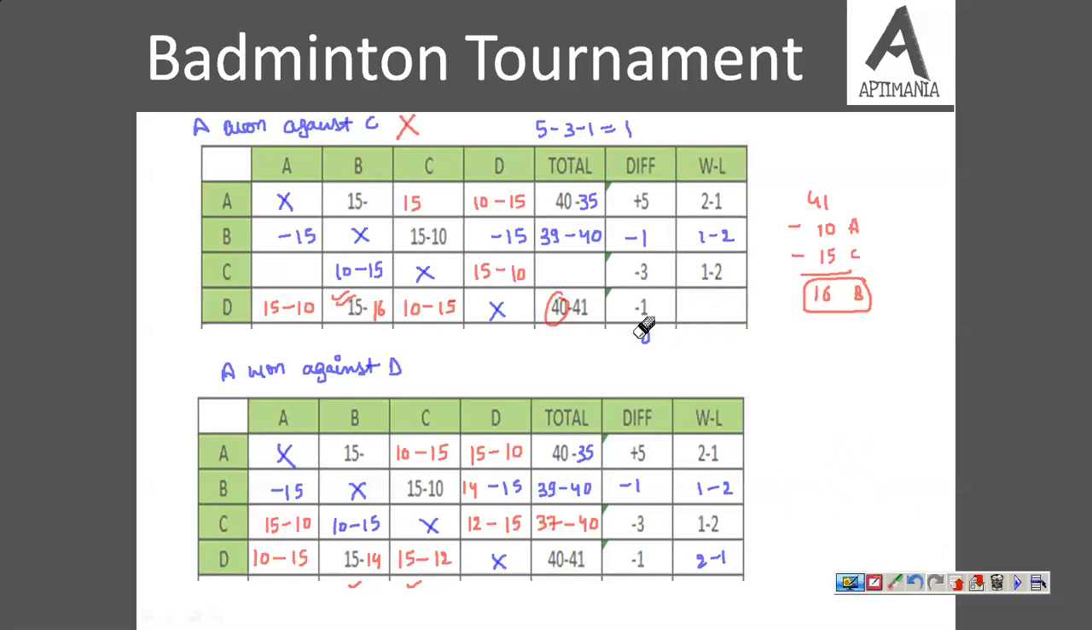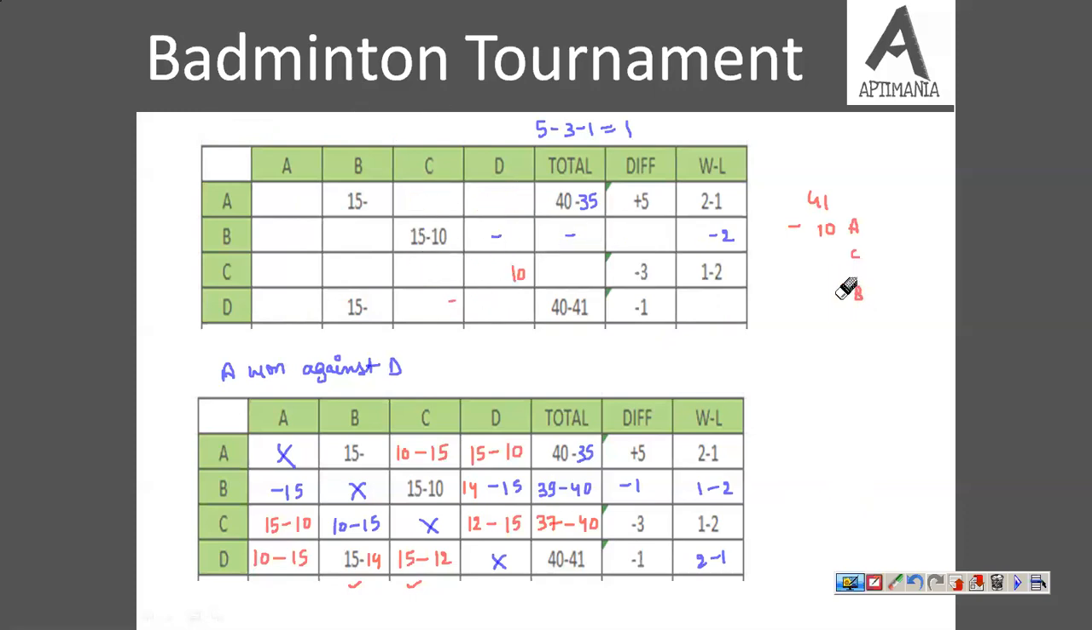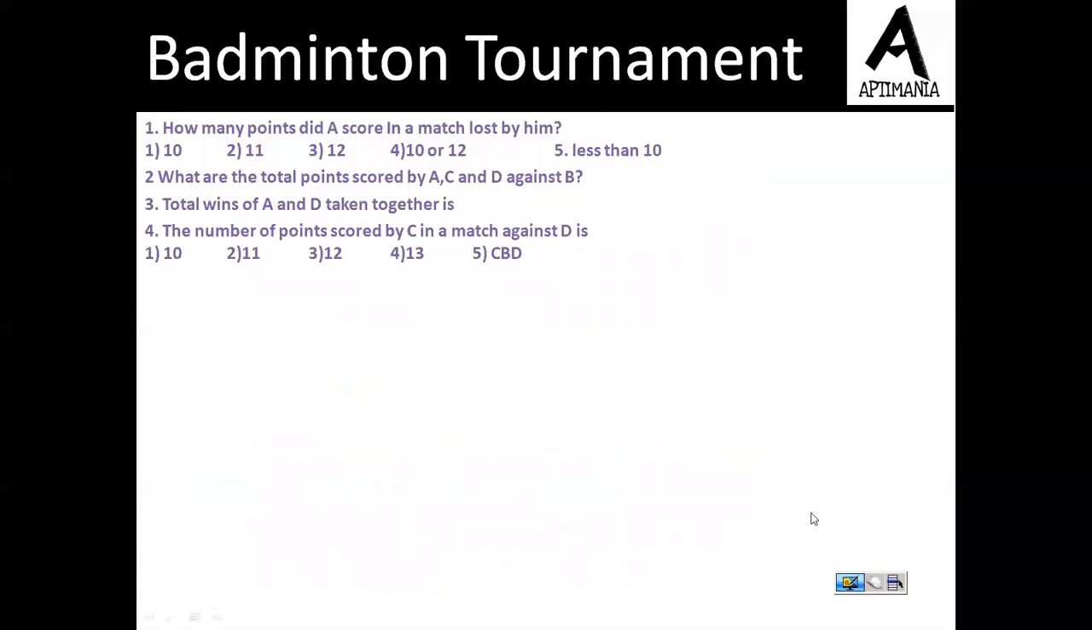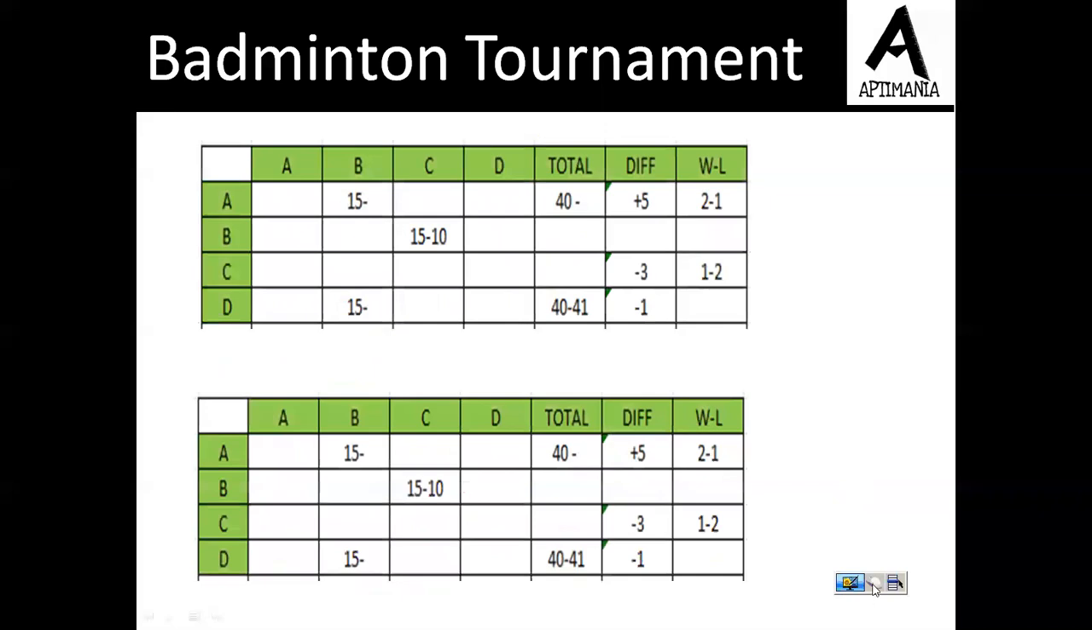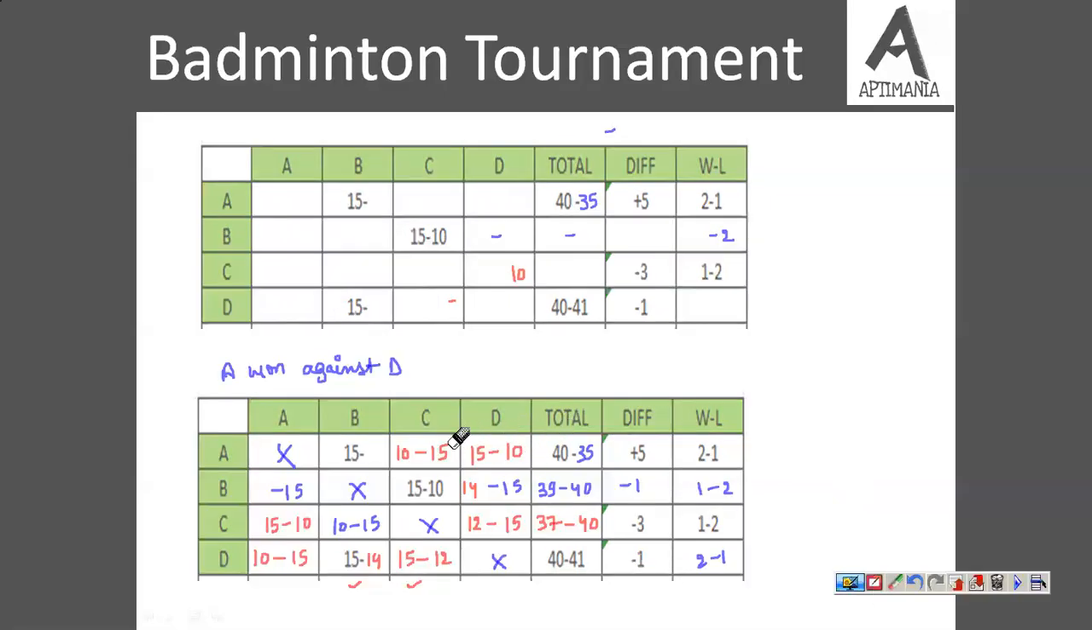Although it's not quite easy to find the answer of the question since we have all the values with us now. हम easily किसी भी question का answer आप कर सकते हैं. So let me remove this case. We will focus on this case only. Fine. Okay. So moving to next slide. First question was, how many points did A score in the match which he lost? So A कौन सा मैच हारे हैं? Against C, and the score of A in that particular match was 10. So the answer to the first question is 10.